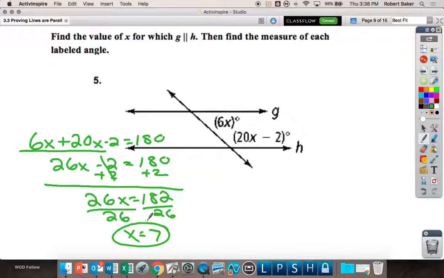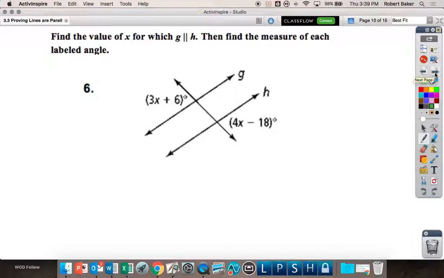So I use this opportunity to present to you that you might want to grab a calculator tomorrow for your quiz. So when x equals 7, those two lines are parallel because they are supplementary. I said when x equals 7, line G is parallel to line H because those same side interior angles are supplementary.